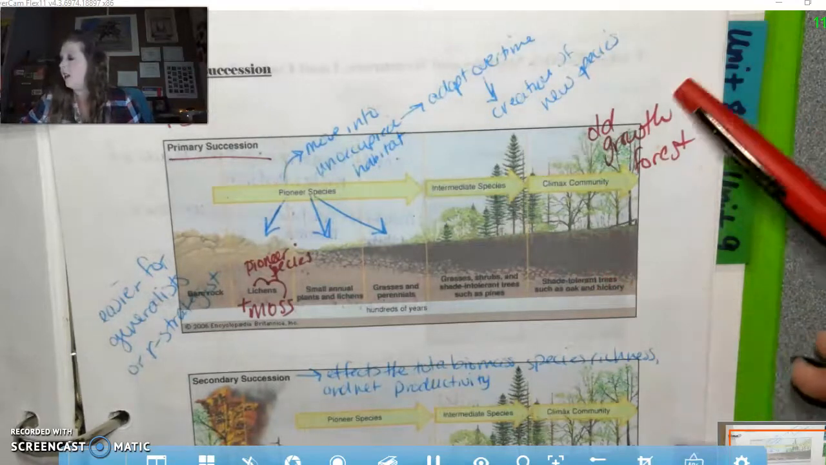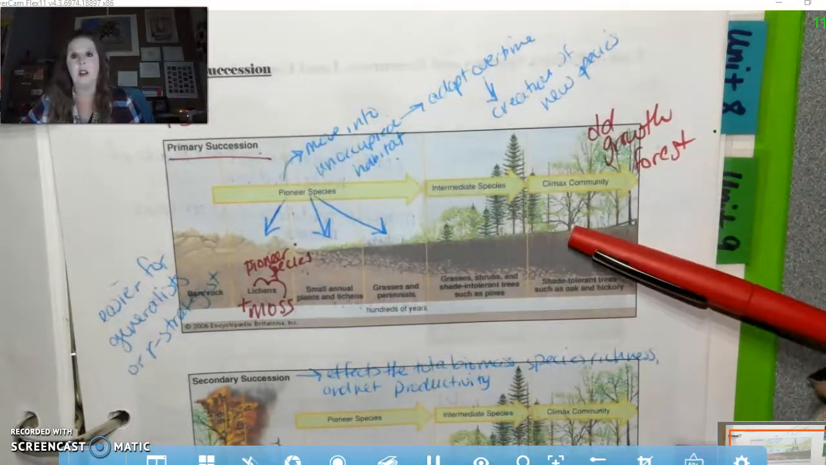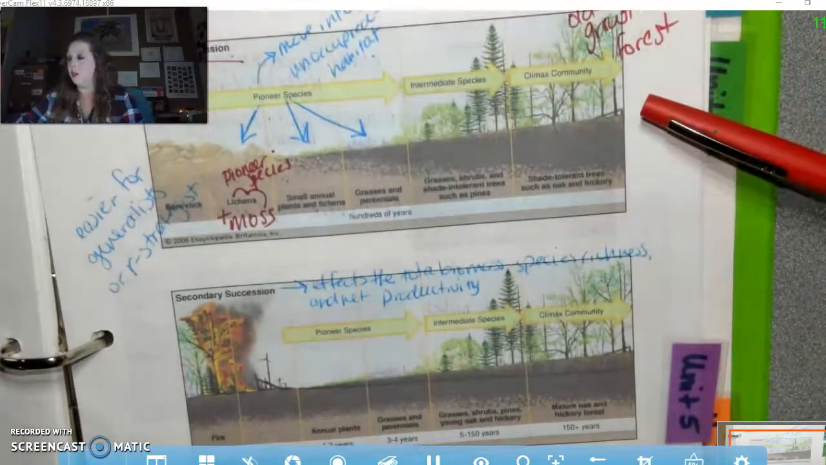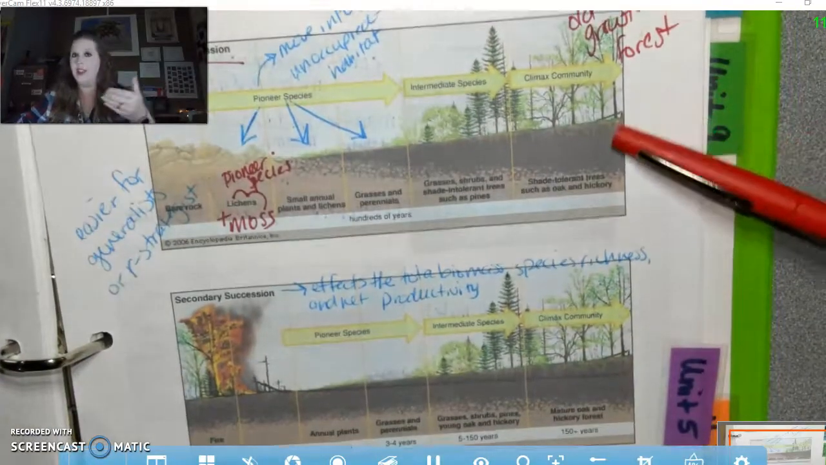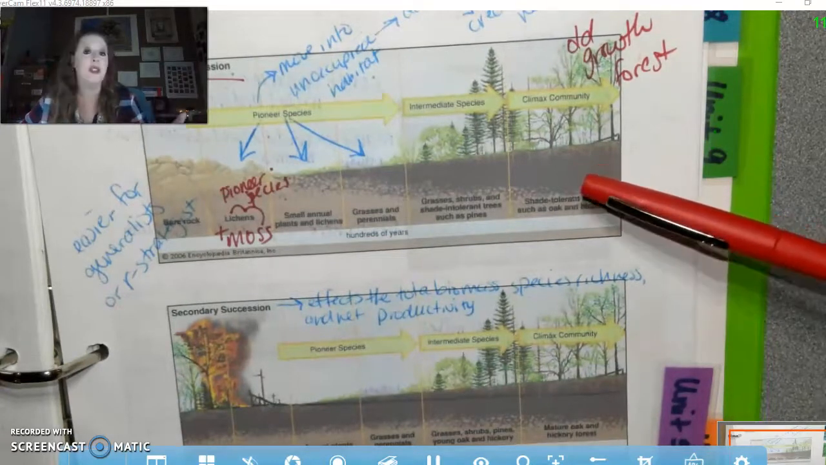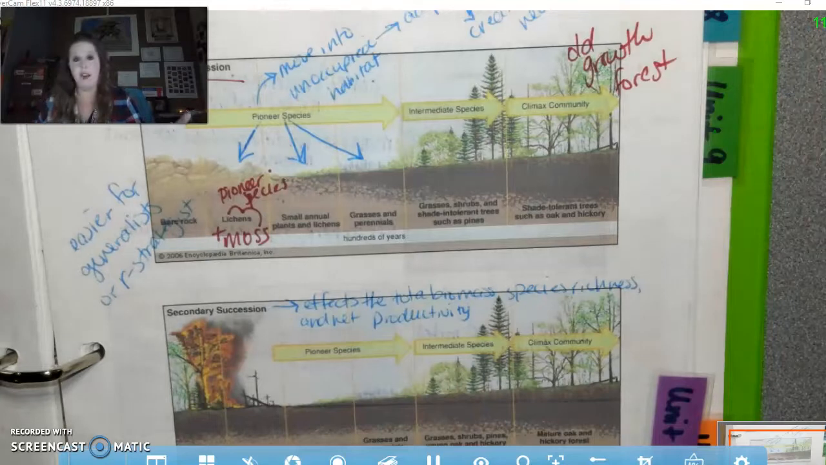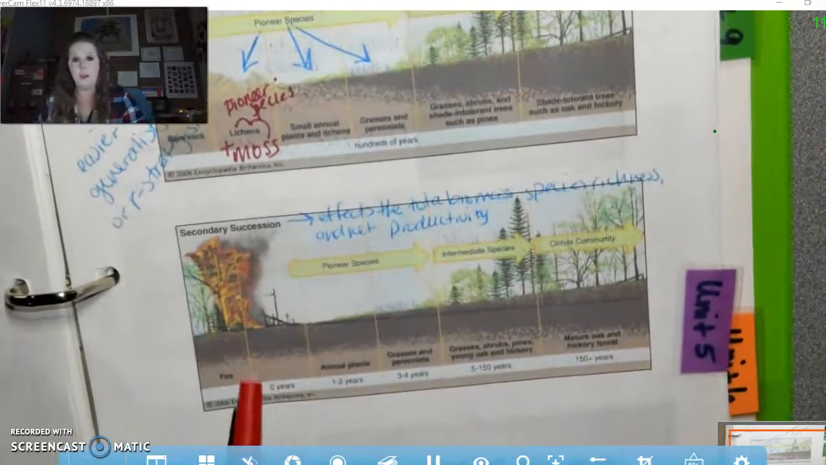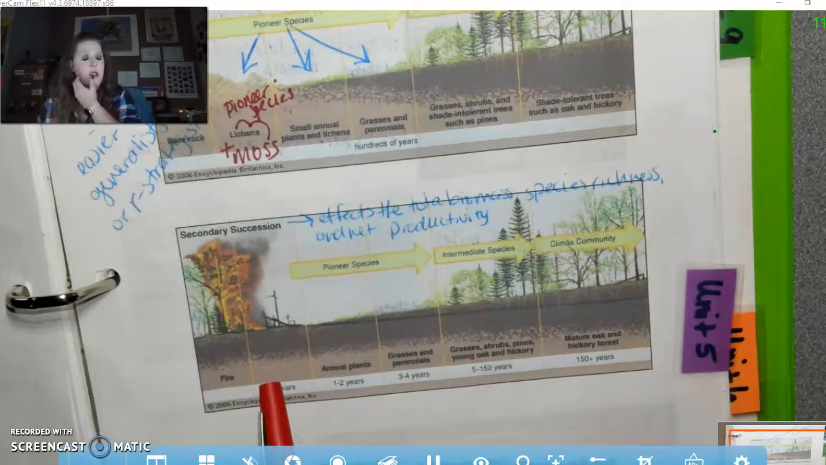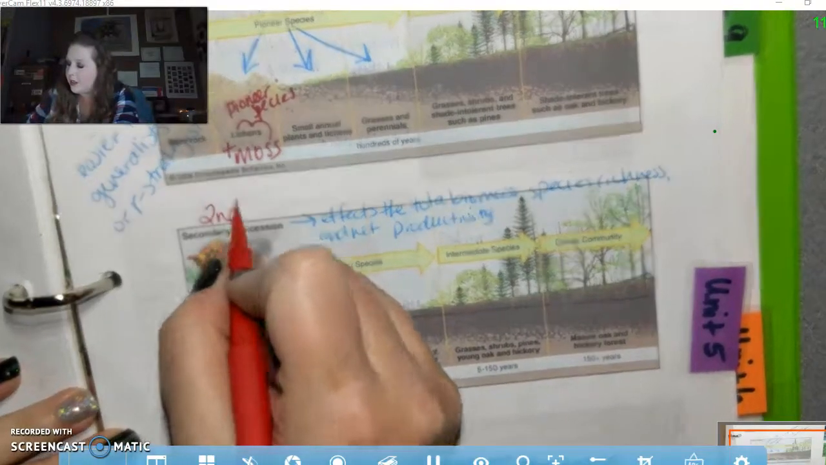Now, let's say lightning strikes this Climax Community. It burns down some of the forest. Now the question is, when it rebuilds itself, is it going to be going through the same process? Is it going to be starting from scratch? And the answer is no, because you already have a very established soil system here. All of those seeds have fallen into the ground from the trees and the other grasses and shrubs that have burned. So this is secondary succession. This is going to happen second.